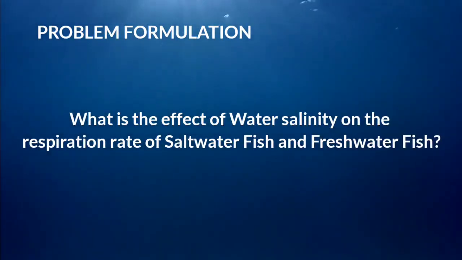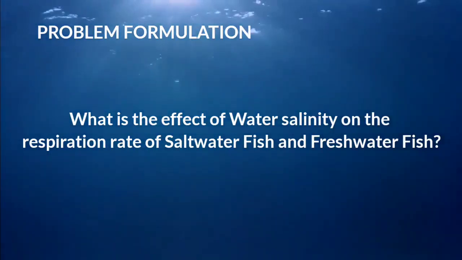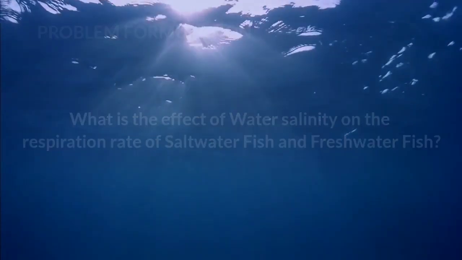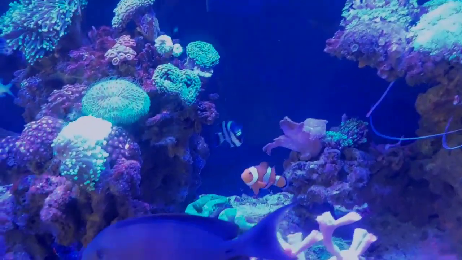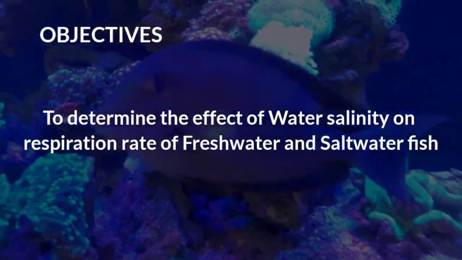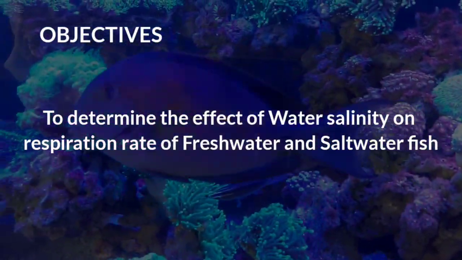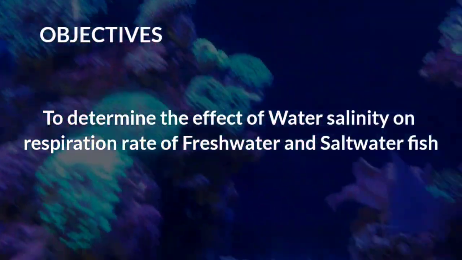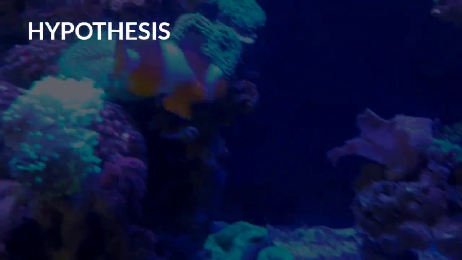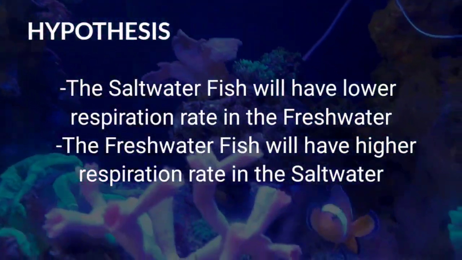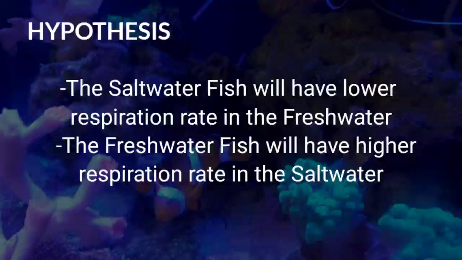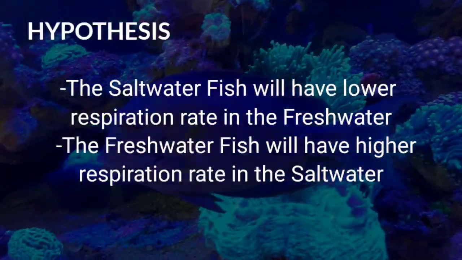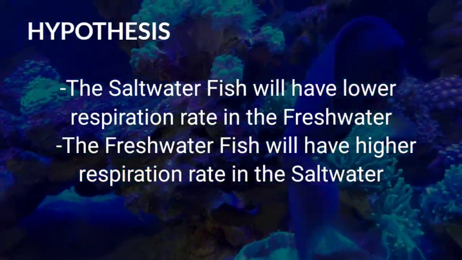Problem formulation. What is the effect of water salinity on the respiration rate of saltwater fish and freshwater fish? The objective is to determine the effect of water salinity on respiration rate of freshwater and saltwater fish. The hypothesis: the saltwater fish will have a lower respiration rate in the freshwater, while the freshwater fish will have a higher respiration rate in the saltwater.